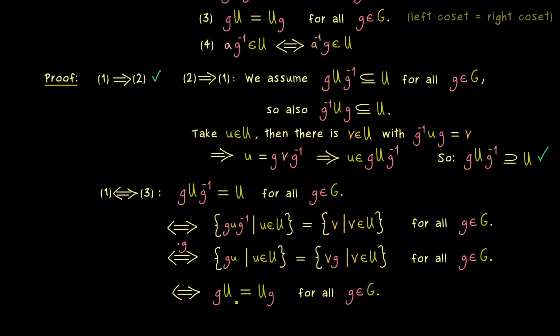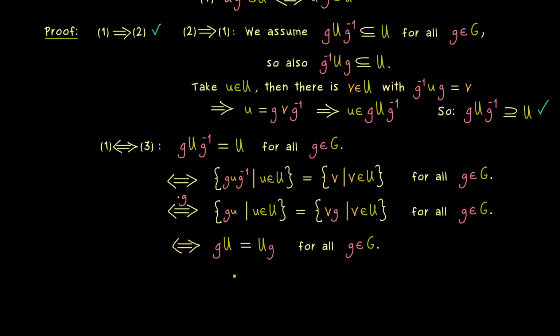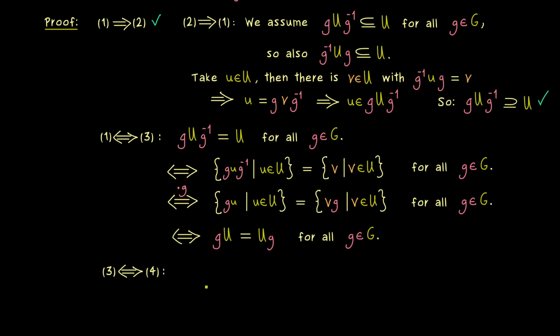Here we have the left coset and there the right coset. So there we have it, and you can already remember, only for normal subgroups we have that the left coset is equal to the right coset. And exactly this nice fact for normal subgroups we will use in the next videos.